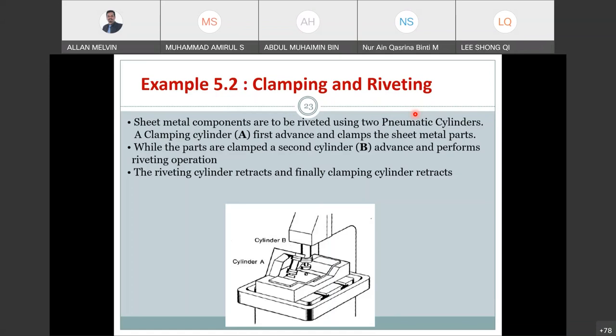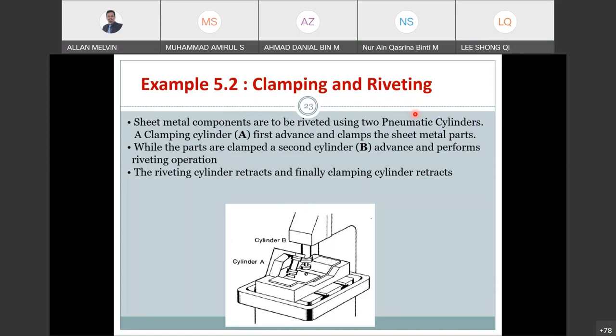Rivets are pins. You have a pin, you have the rivet, and a rivet plier. You need to put the thing inside. Normally we join two aluminium pieces together. If in your room you have an aluminium frame, or a cupboard, you can see there is something round. It is used to join two aluminiums together.